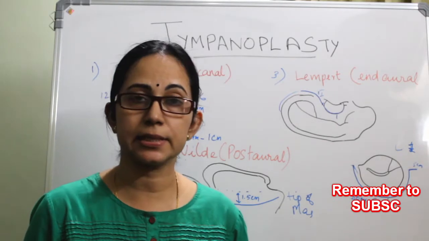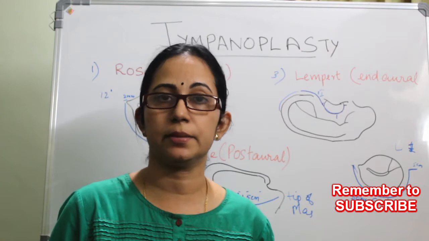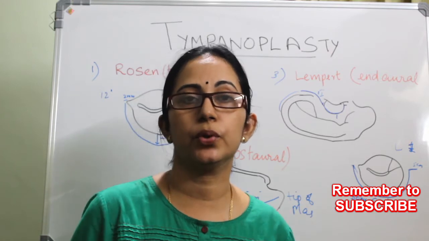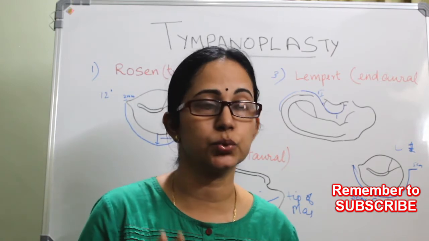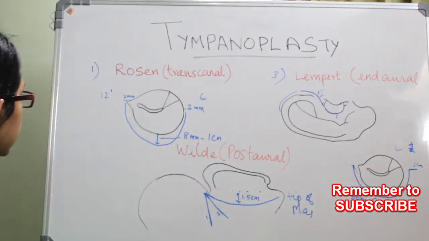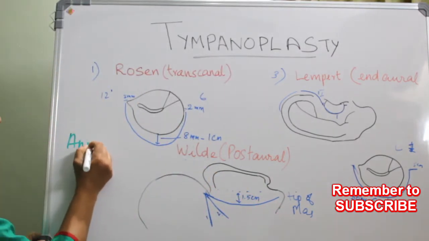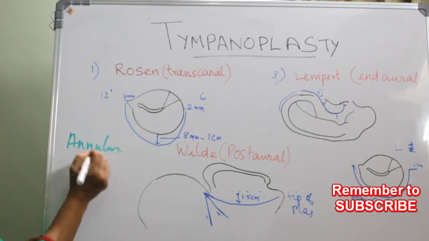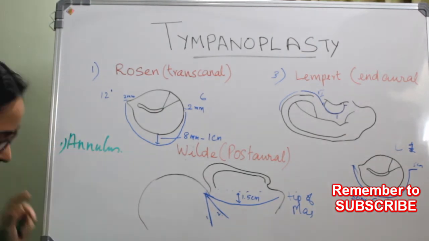Important next are the surgical approaches for tympanoplasty and mastoid exploration. Before going to that, you have to be familiar with 2 terms. One is the annulus. What is this annulus?